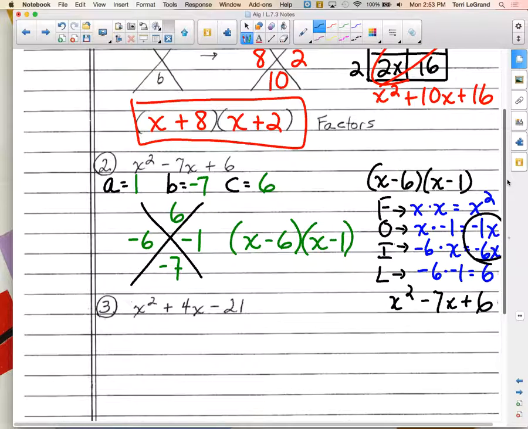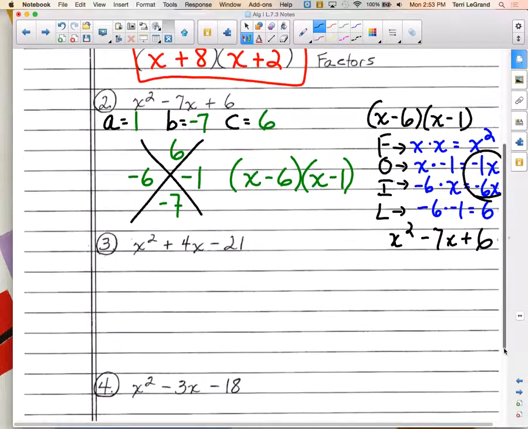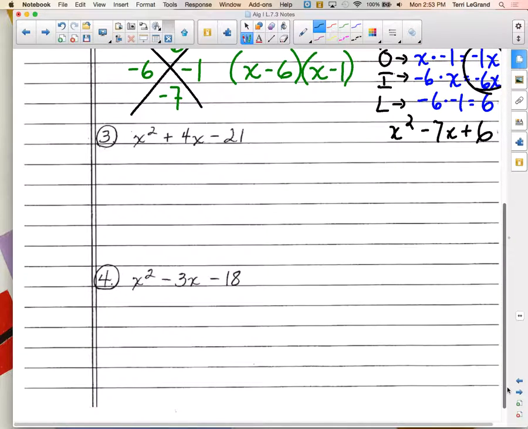What's going on in this number two? Pay attention to the b and the c. b is negative. c is positive. Two negatives multiplied make a positive. Two negatives added make a negative. So remember, they've got to add up to the b value. So if b is negative and c is positive, I know, I don't have to even stand at your spot very long. I can say, if you don't have two subtractions going on, there's a problem.